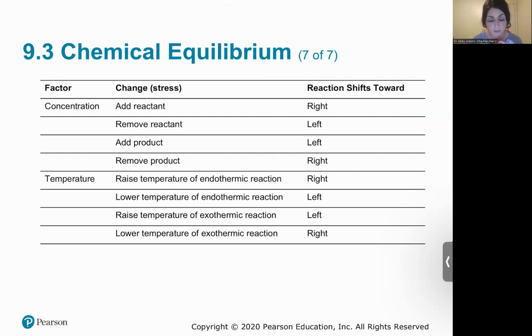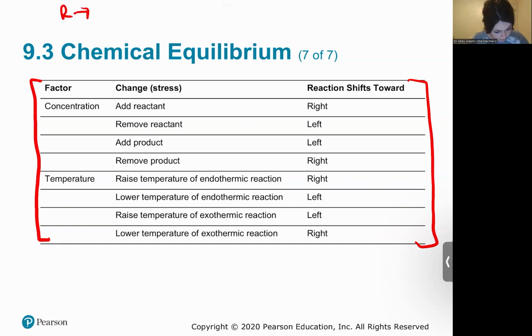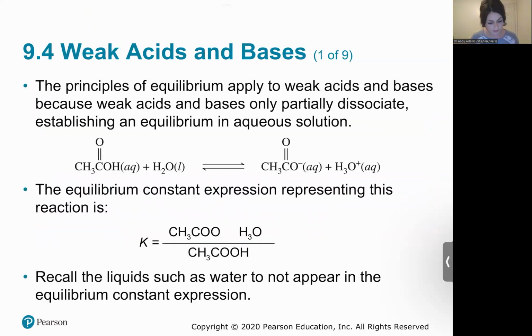So think of temperature as a product. You don't have to memorize this table. They give you this table, but as long as you can understand conceptually what's happening, so you are basically adding this stress, and the reaction is going to want to do the opposite thing to keep equilibrium, to keep the balance there. So just think of reactants, products, like left and right. If you lean one way, the reaction is going to lean the other way. So try to understand that concept.